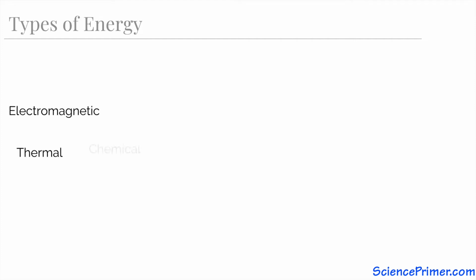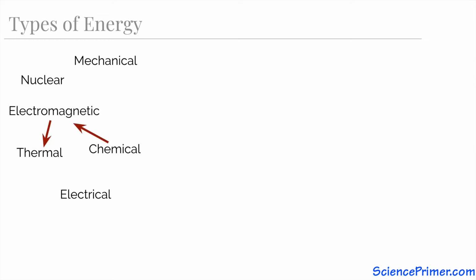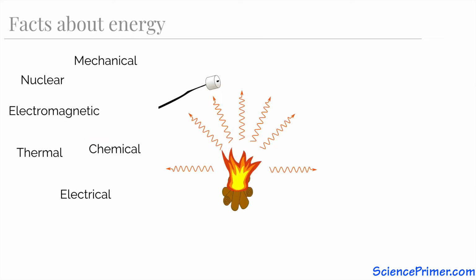Energy comes in many forms, and since all forms of energy represent the ability to do work, these different forms of energy can be readily transformed from one to another. Examples of this are all around us. Consider cooking something over a campfire.